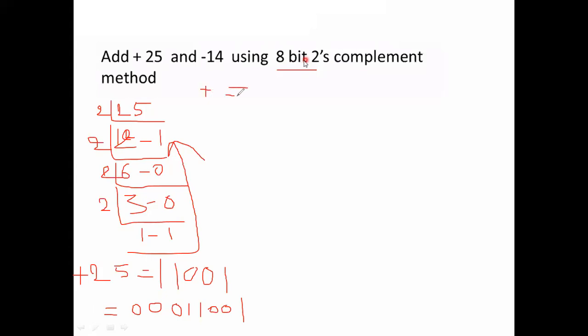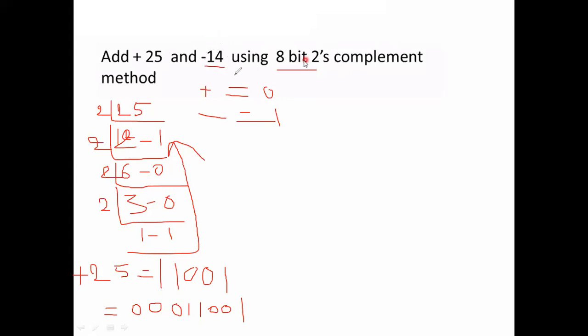Whenever we take the sign, plus means we consider the plus symbol. For a positive number, the MSB will be taken as 0. If that is a negative number, then the MSB will be taken as 1. Already we told this in signed bit addition. If you get a positive number, then the MSB is 0. If you have a negative number, then the MSB is 1. Are you understanding?